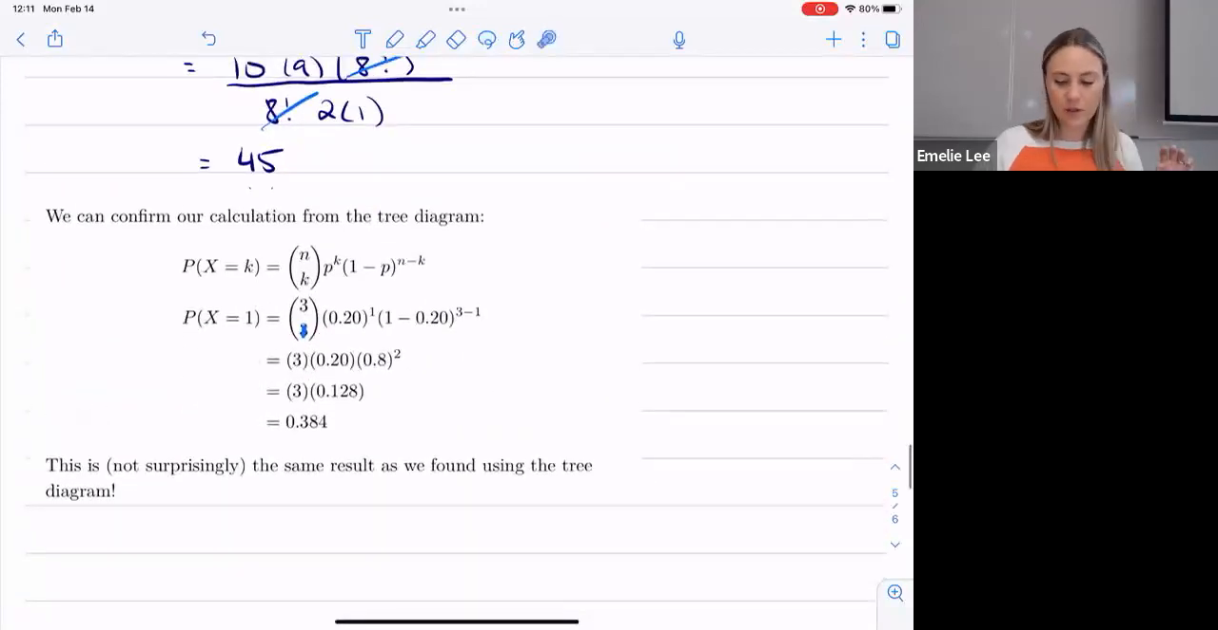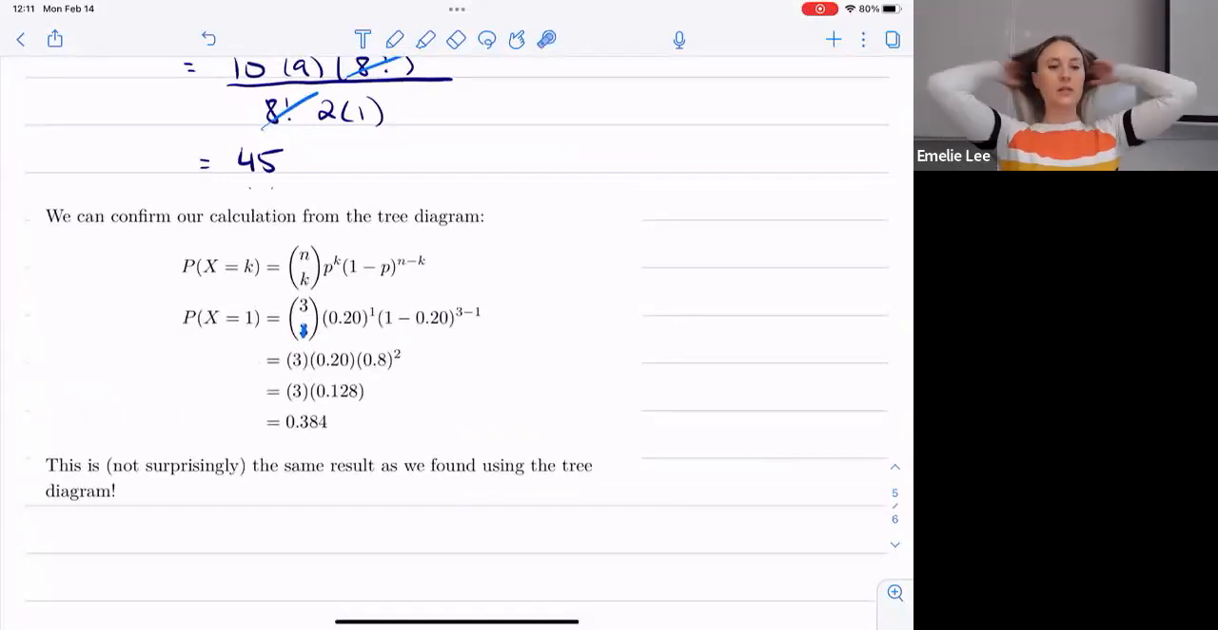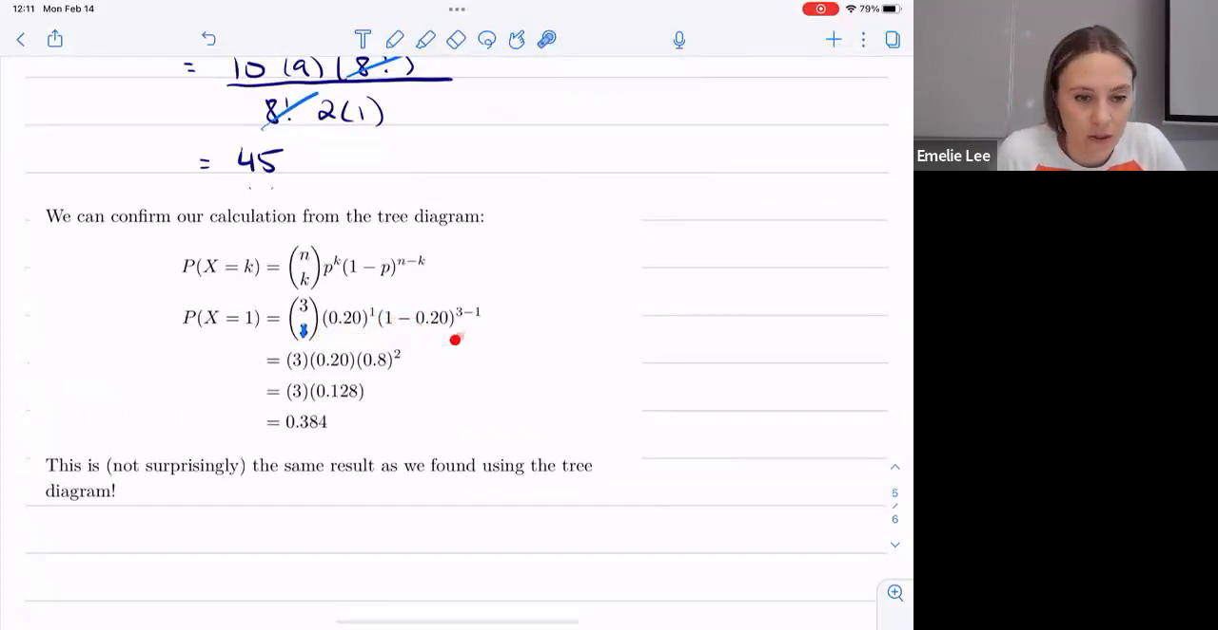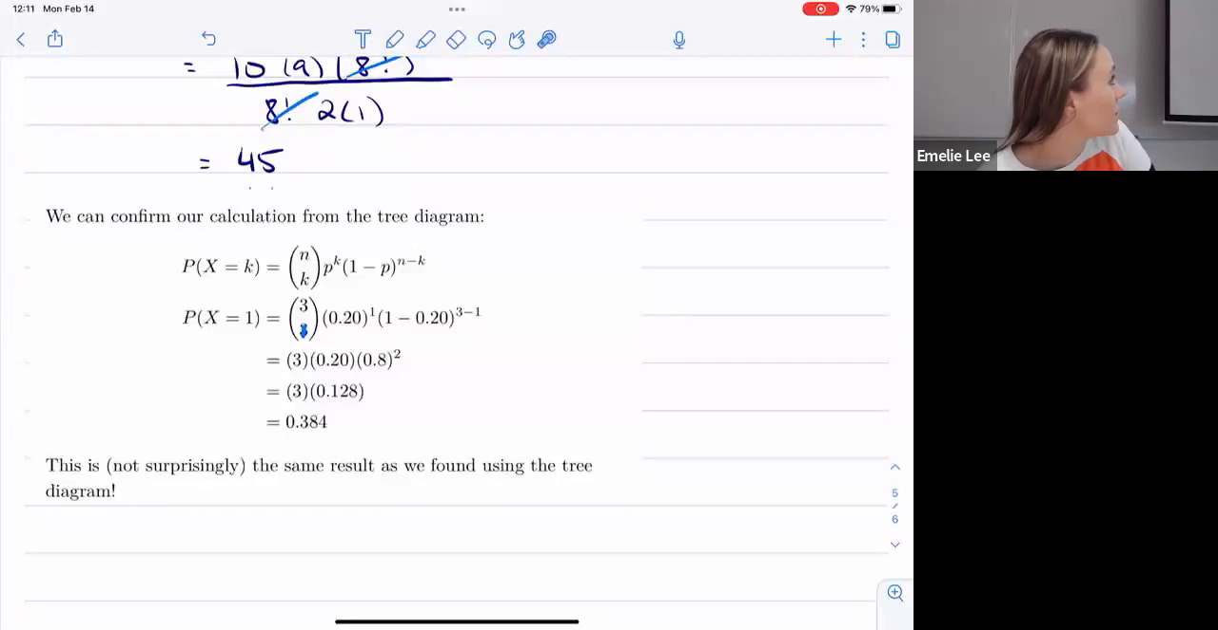So we can confirm our calculations that we did in the tree diagram, right? And we kind of did a really thorough mapping back and forth. So it's supposed to be 3 choose 1, typo, and then 0.2 to the power of 1, and then 0.8 to the power of 2, right? And that's how we get the same formula, right? It's not surprisingly the same results as we found using the tree diagram.